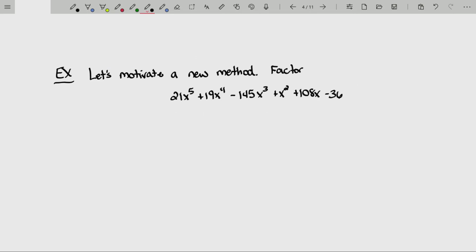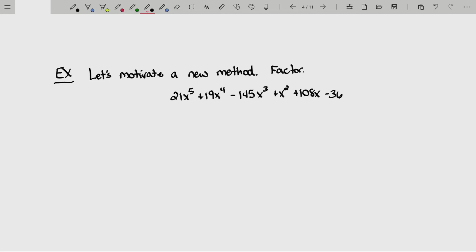So let's go ahead and motivate a brand new factoring method. Now, I should let you know that this factoring method does not always work, but it is actually a very powerful method. It'll work for the most part if you have roots or zeros to this polynomial that are rational. And that'll also give us the name of the method when we get there, which is called the rational roots theorem.